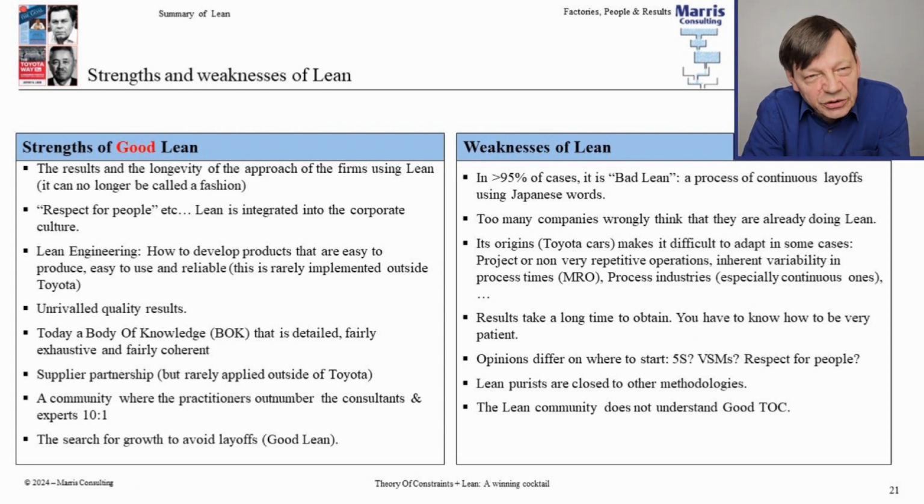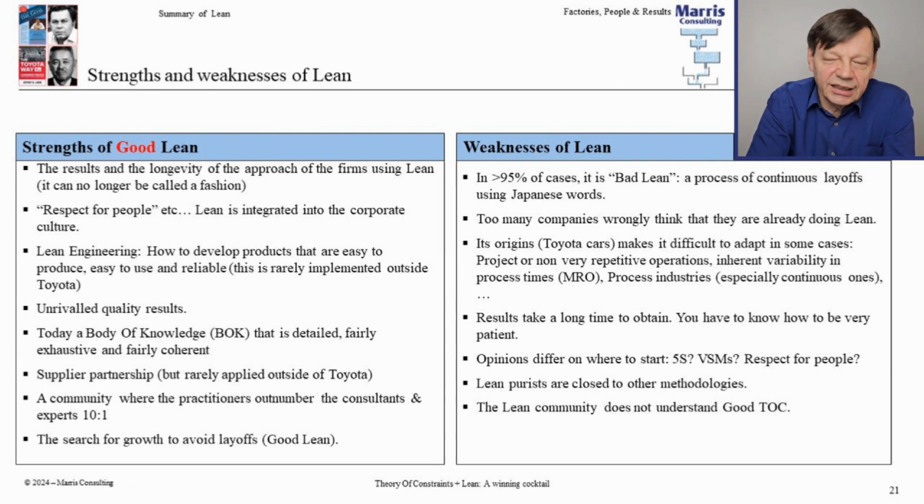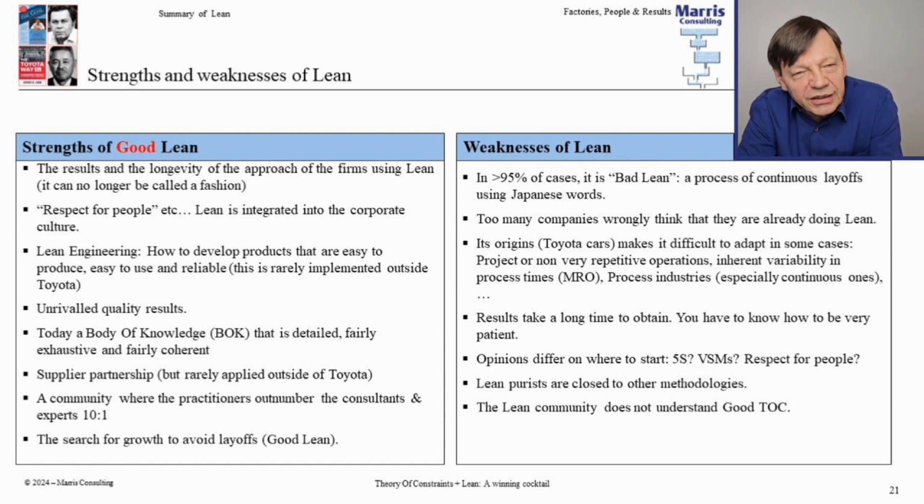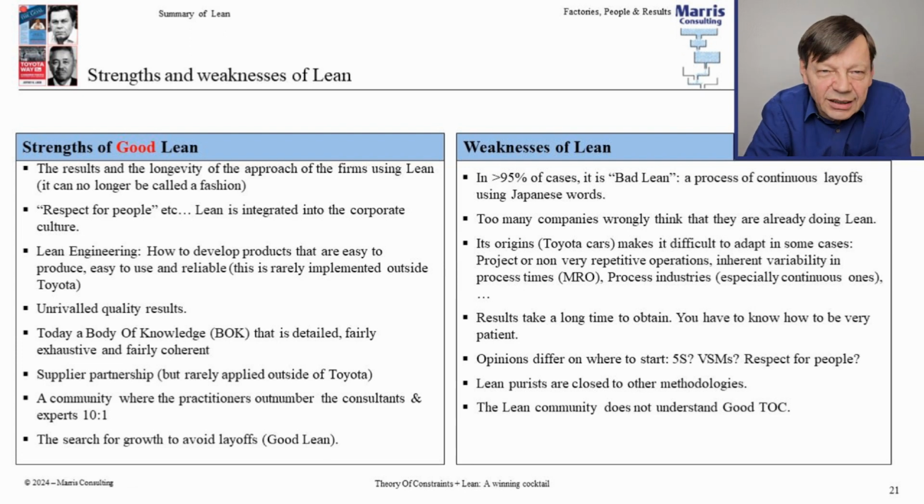The origins in manufacturing cars mean that the further you get away from that, the more difficult it is, and the more you have to adapt the ideas of Toyota to your business, right? Whether it's less repetitive or non-repetitive production, whether you have inherent variability in your takt times or your execution times on a particular stage, or whether you're in process industries or industries where you have machines you can't stop, or you can't do one-piece flow and all these sorts of things.